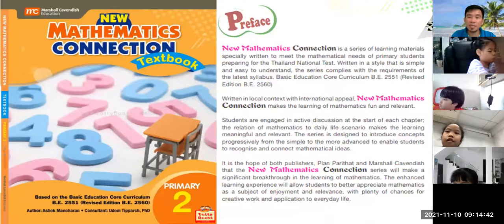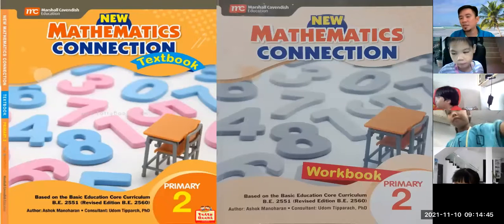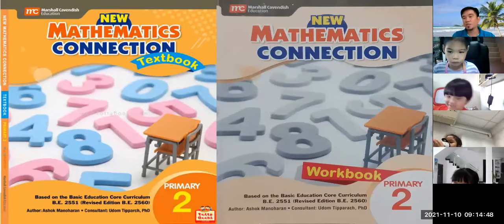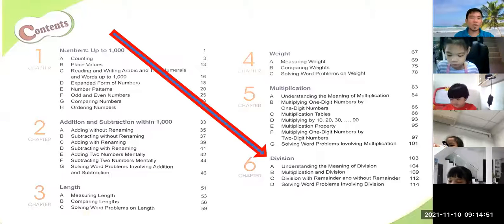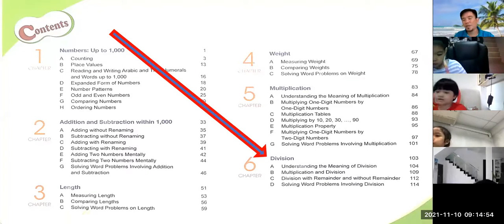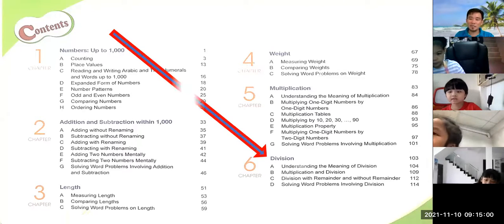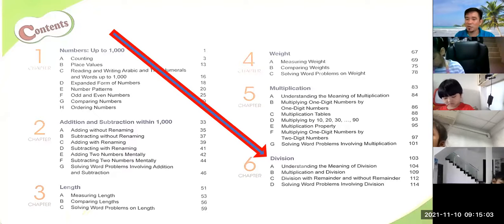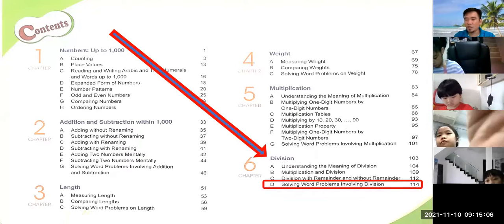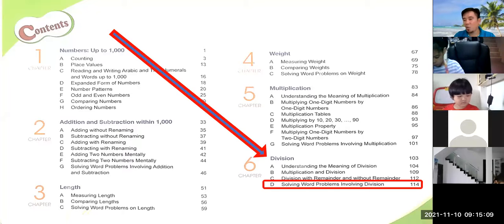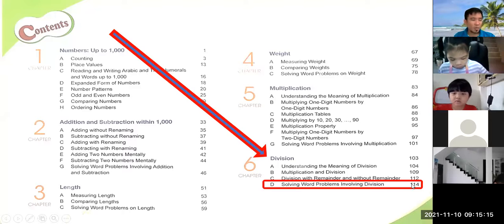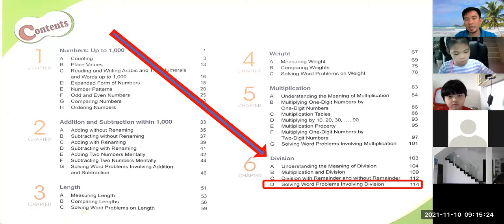This is the textbook that we are using, and this is the book that you have in your hands. We are done already with chapters 1, 2, 3, 4, and 5. We are now in chapter 6, which is about division, letter D, solving word problems. In your workbook, open it on page 103. In the textbook, it's on page 114.